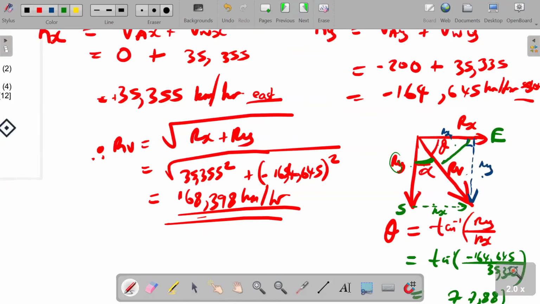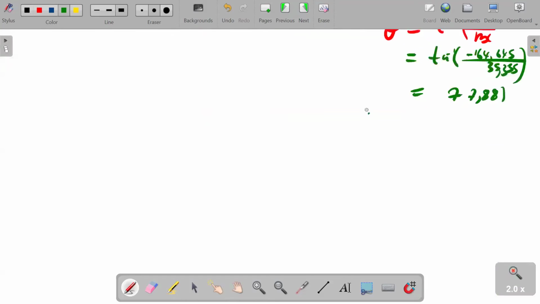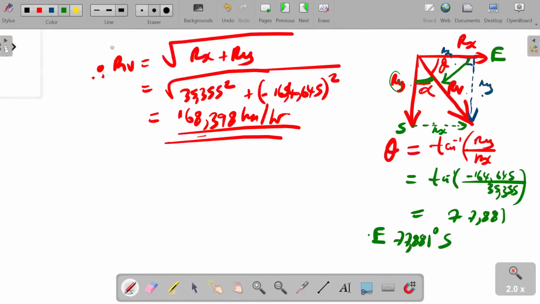How many degrees towards south? We just got the angle now. So it's east 77.881 degrees south, which means we are still arriving at the same answer that we got the other time. So our magnitude is 168.398 kilometers per hour, east 77.881 degrees south. So the onus is on us.